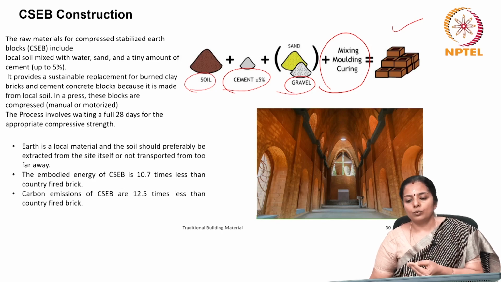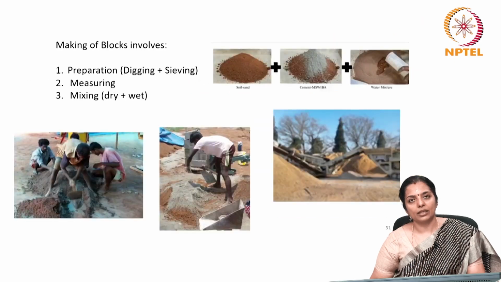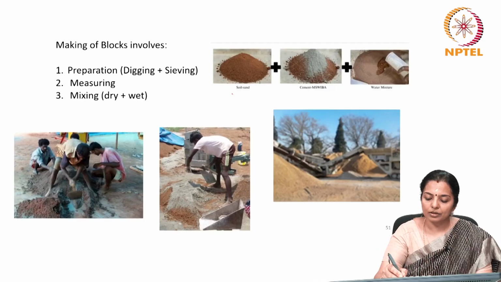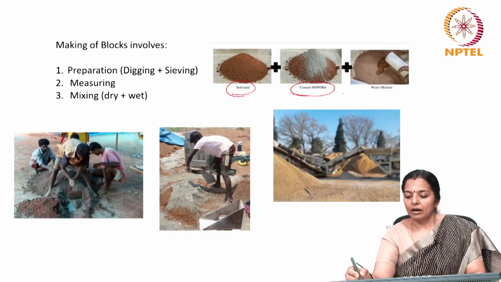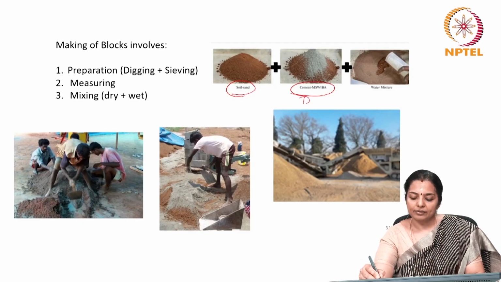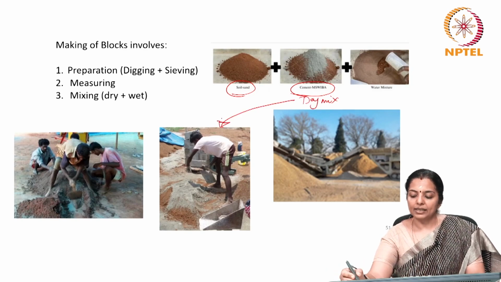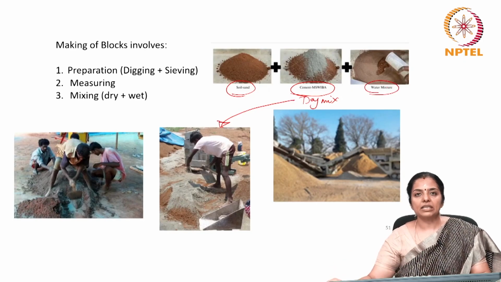And then what you do is you mix these raw materials, put it in a mold, and then you wait for 28 days for the appropriate compressive strength to be achieved by the block. So this involves the mixing of soil and sand, putting in 5% cement, and making a dry mix, as shown here. Mix it completely, then add water to this and again mix it properly.